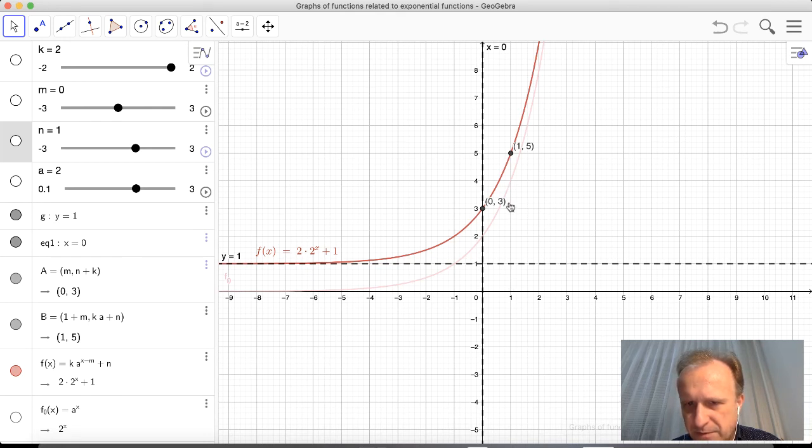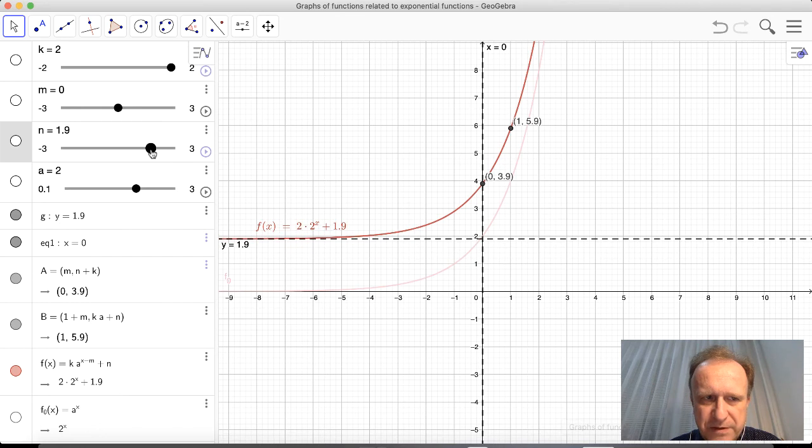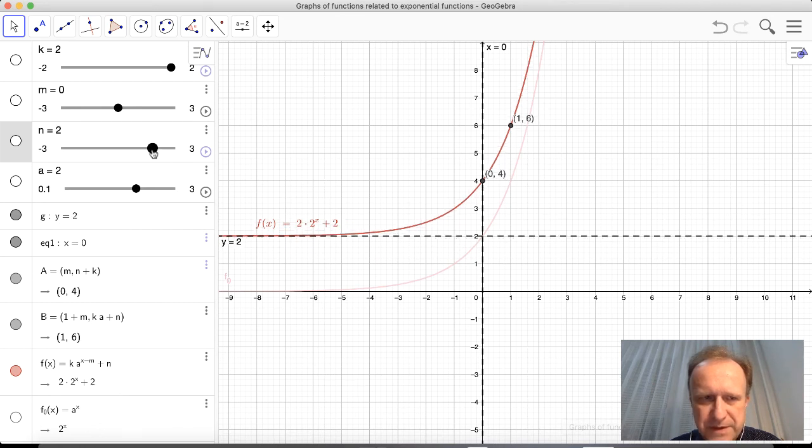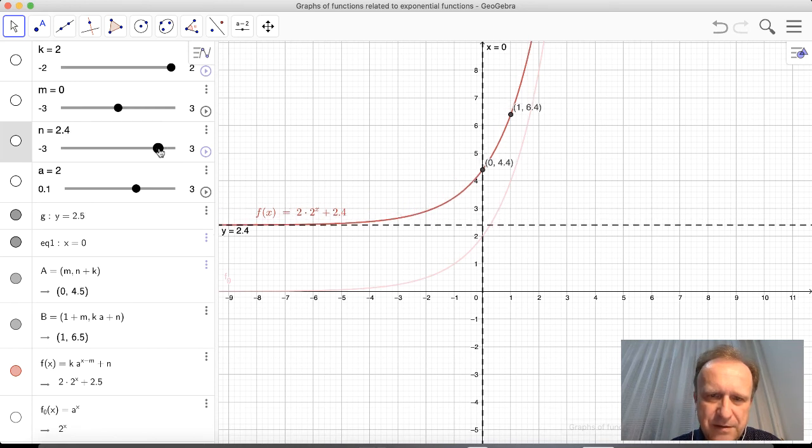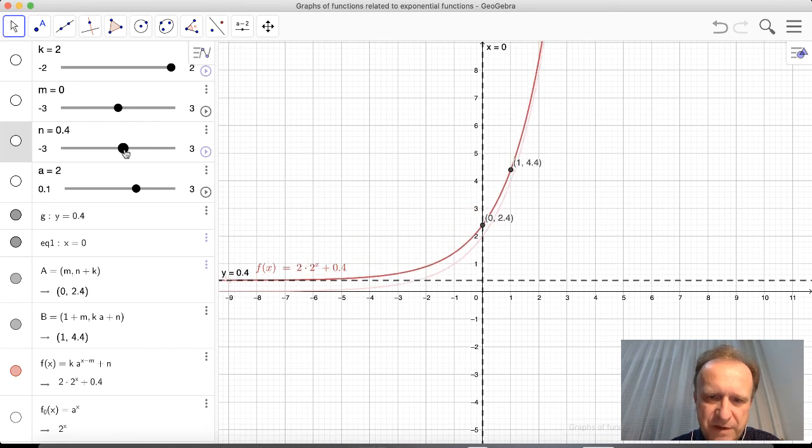This is the 1 and 4 coordinates, and now it has the coordinates of 1 and 5. So everything is translated upwards by 1 unit if n is 1. If n is 2, everything is translated by 2 units upwards. If n is 3, everything is translated by 3 units, and so on and so on. So increasing n moves the whole function upwards. When I decrease n, the whole function moves downwards.